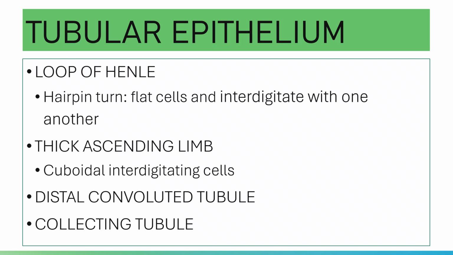Your collecting duct or collecting tubule runs through the cortex and medulla. This serves as the final site of urine concentration. Its lining is made of polygonal cells with short microvilli and no intercellular interdigitation. If you try to remember, you have your principal cells and your intercalated cells in your collecting tubule.